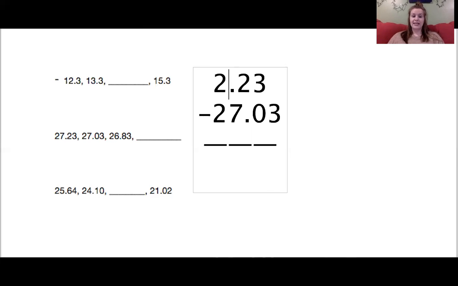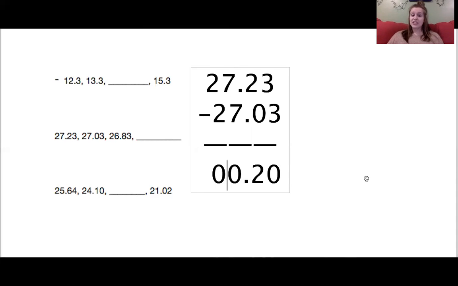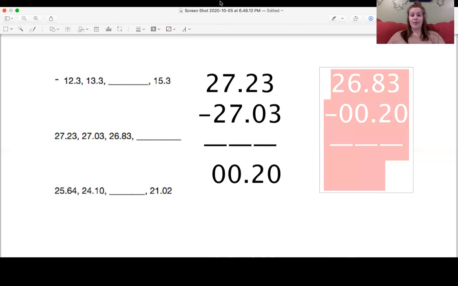We're going to do 27.23 minus 27.03. Always start on the right. 3 minus 3 is 0. 2 minus 0 is 2. Bring down that decimal. 7 minus 7 is 0, and 2 minus 2 is 0. How much did I decrease by? 0.20 or 20 hundredths.